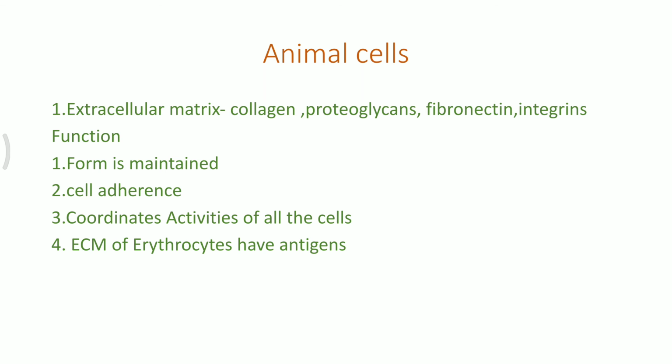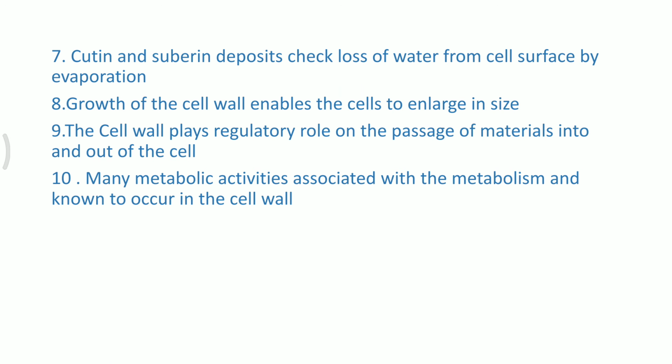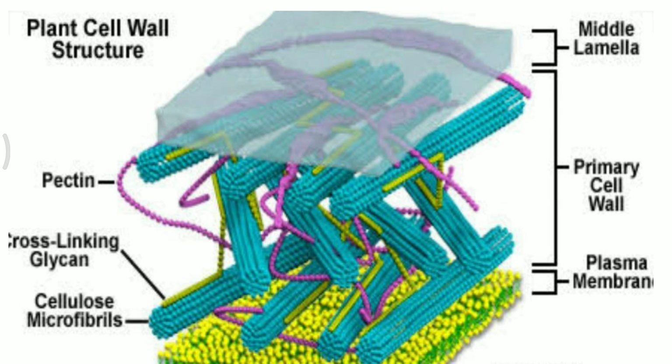The extracellular matrix of erythrocytes also has antigens, and this helps in the recognition of blood groups. So this is a basic idea about the outer covering of animal and plant cells. What about the fungi? Fungi have the presence of chitin, and that's it. So this is all regarding the summarization of the cell wall.